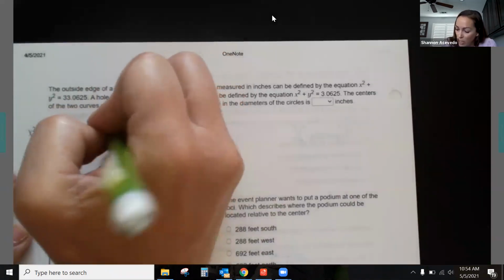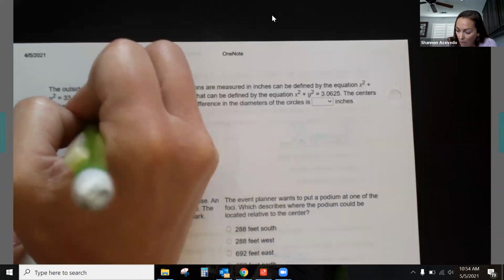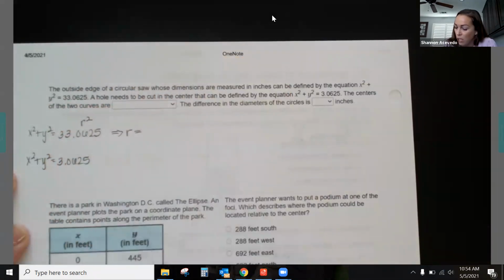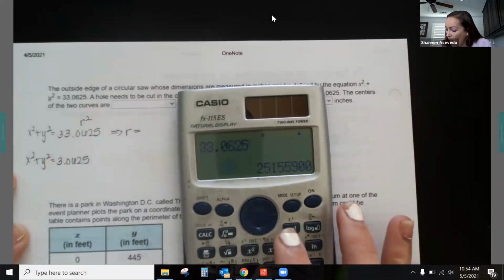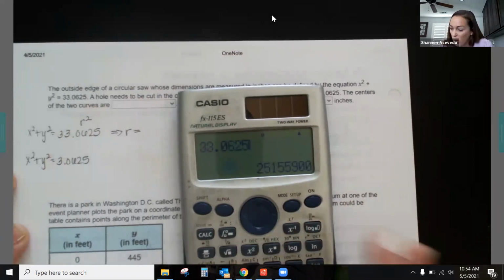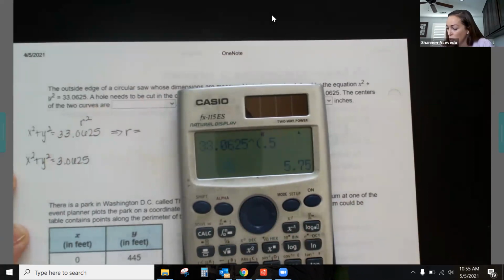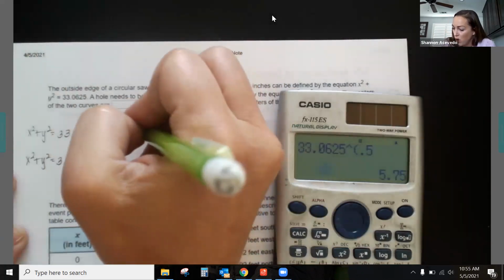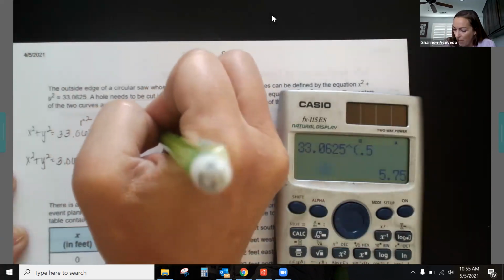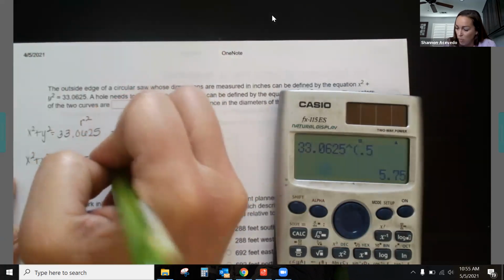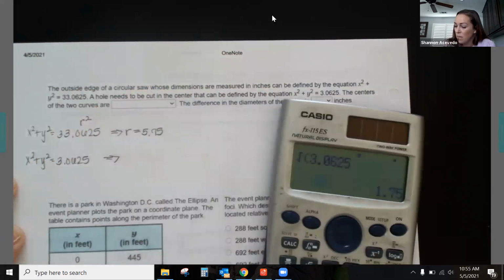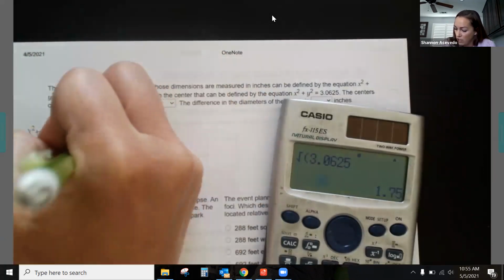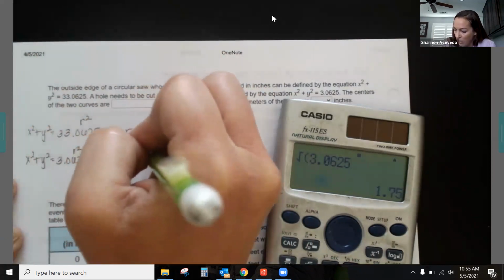So here's my first equation. And this is my r squared value, right? So then r is going to be, if I put it in my calculator, 33.0625, and you could take the square root. I didn't hit the square root button first, so I'm just going to raise it to the 0.5 power. So r is 5.75. In this case, I could do the square root first if I wanted to, 3.0625. And here this is r squared, then r is 1.75.